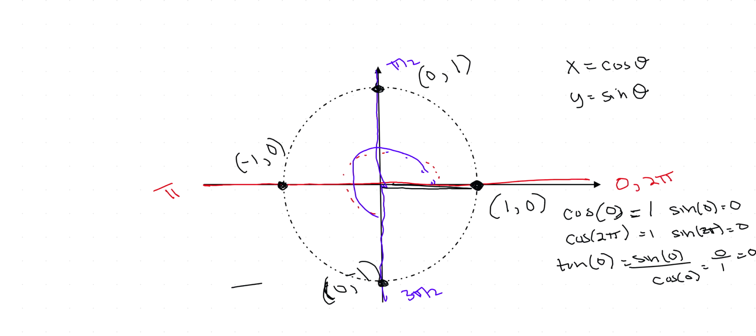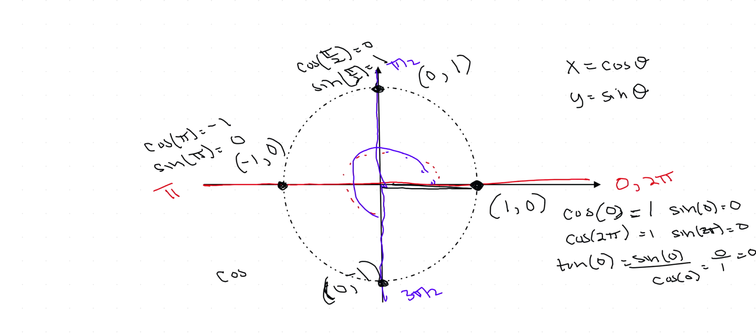So over here, cosine of pi over 2 is going to be 0 because it's the x value. Sine of pi over 2 is 1. Over here, cosine of pi is negative 1 because it's the x value, and sine of pi is the y value, which is 0. Down here, cosine of 3 pi over 2 is 0, and sine of 3 pi over 2 is the y value, which is going to be negative 1.